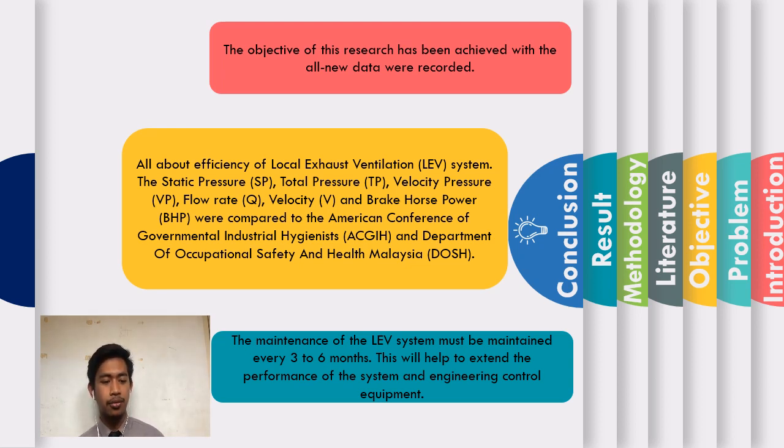And then the last one, my recommendation: the ventilation system must be maintained every 3 or 6 months. This will help to extend the performance of the system and engineering control equipment.